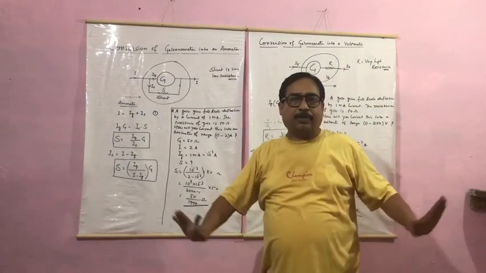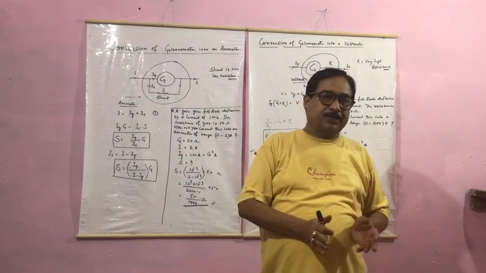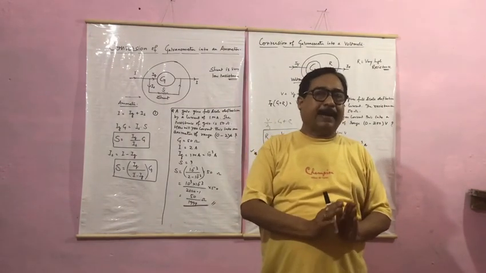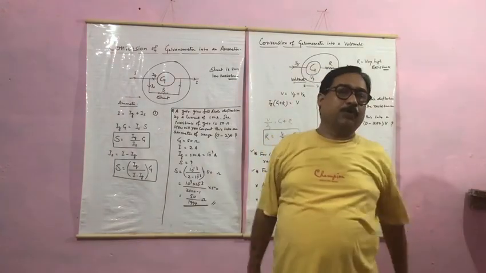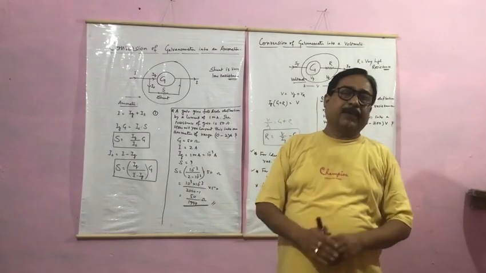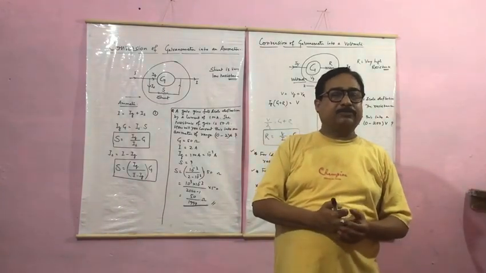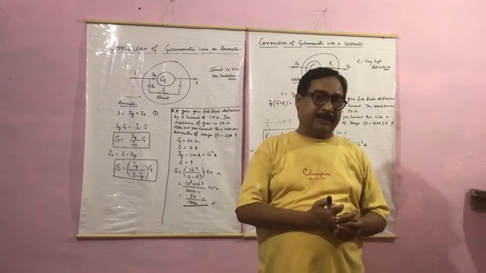So that's all for this topic. From this year, cyclotron is omitted. So we have completed the chapter magnetic effect of current. So in the next video class, we will do magnetism, magnetostatics, and Earth's magnetism and properties of magnetic materials.